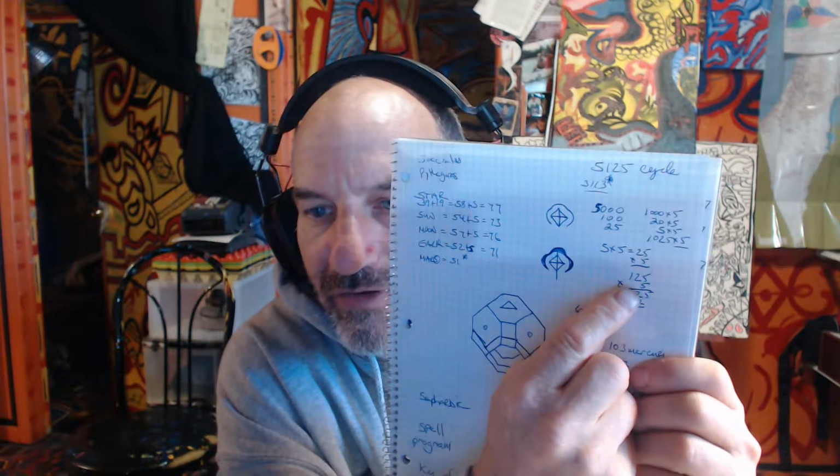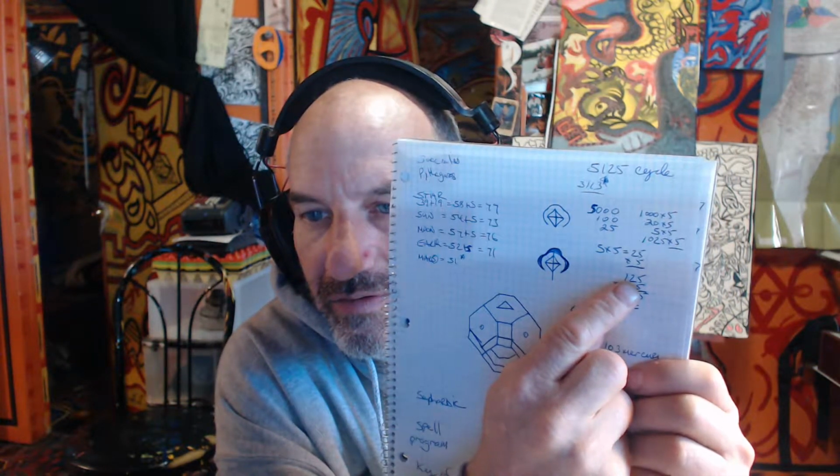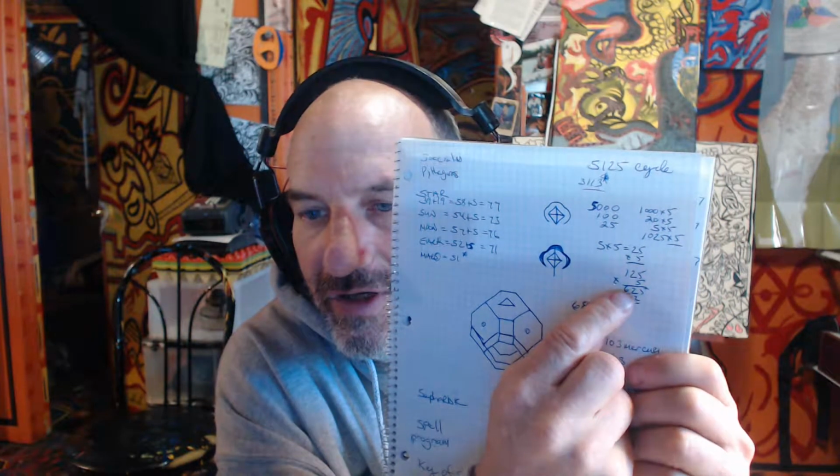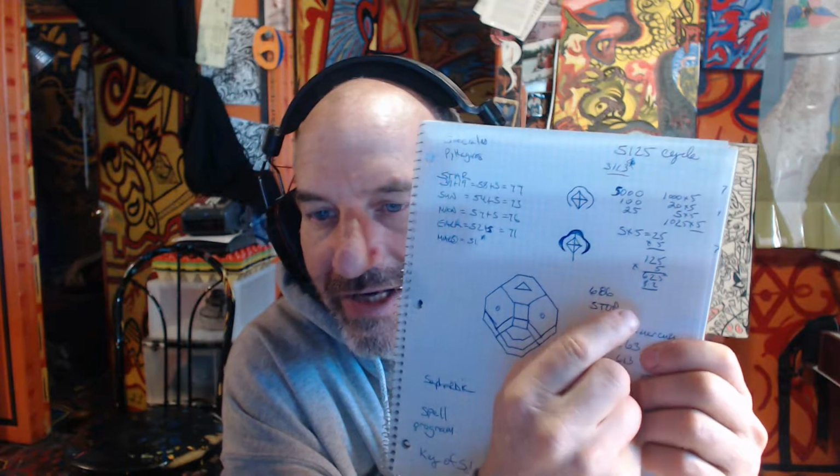1.25 times 5 is 125. 1.25 times 5 is 625. Times 41 is a short Mayan count. So there's a continuous link to these numbers. So we're going to go over the numbers right now.